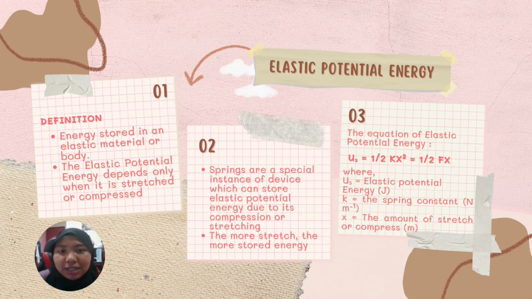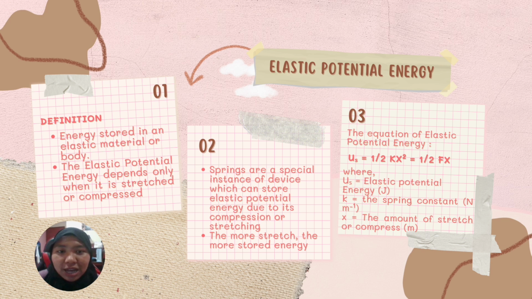The next one is elastic potential energy. The definition of elastic potential energy is energy stored in an elastic material or body. The elastic potential energy depends on whether it is stretched or compressed. Springs are a special instance of a device which can store elastic potential energy due to compression or stretching. The more stretched, the more stored energy.